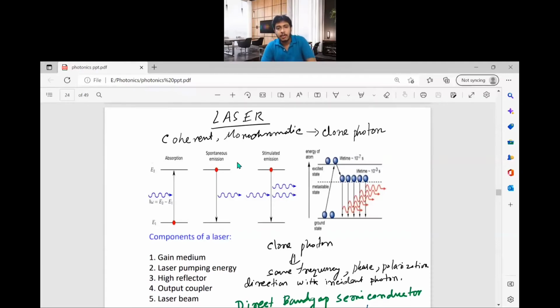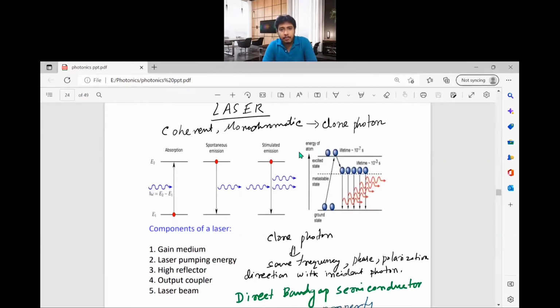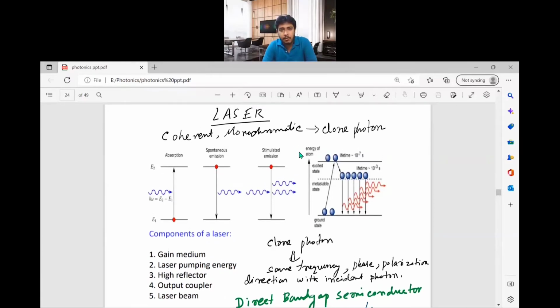Now we are discussing the laser. The full form of laser is light amplification by stimulated emission of radiation. It's the acronym of laser. So light is amplified by the stimulated emission. Light is amplified means, light consists of photons, so the photons are getting multiplied. So you will get a large number of photons. That is known as amplification.